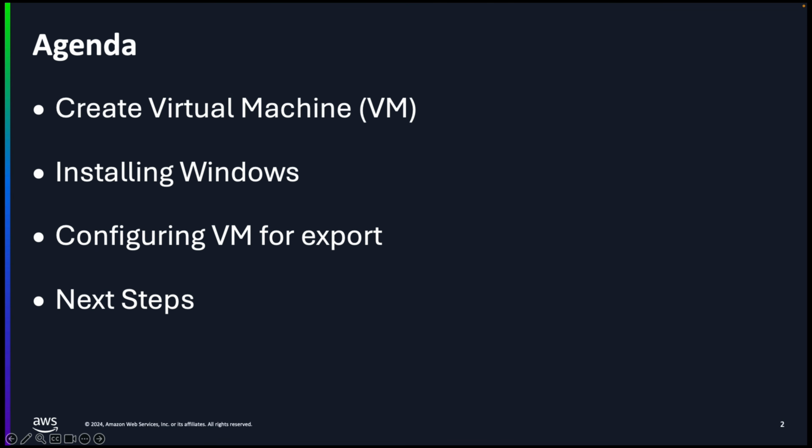From an agenda perspective, we're going to take a look at creating a virtual machine with VMware Workstation specifically today. We're going to go over some of the install recommendations. Now, this is not meant to be a full-on how to install Microsoft Windows video, but rather what will make the BYOL process much simpler. We're also going to look at how we export this VM to an OVA from VMware Workstation, and then we're going to take a look at some next steps and have a call to action.